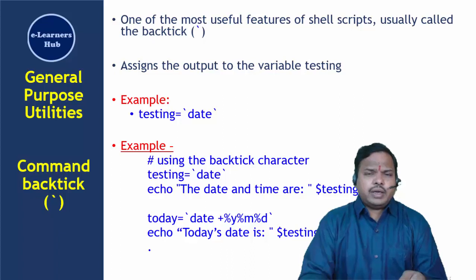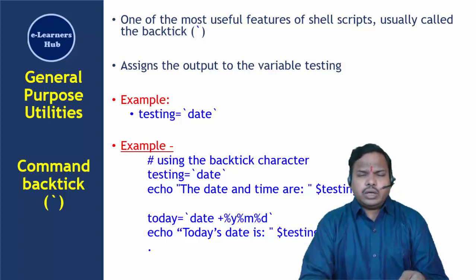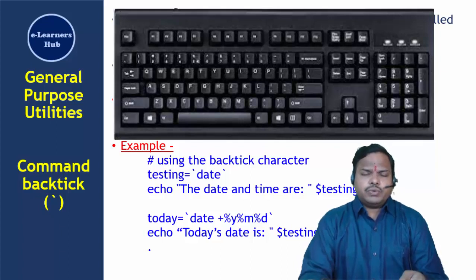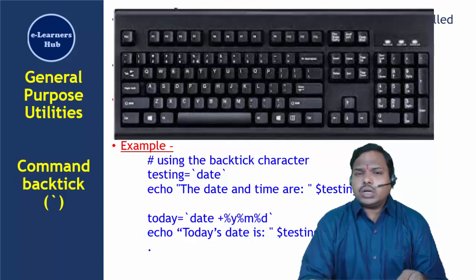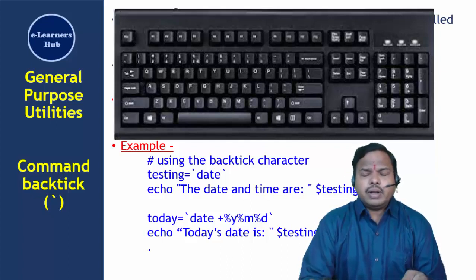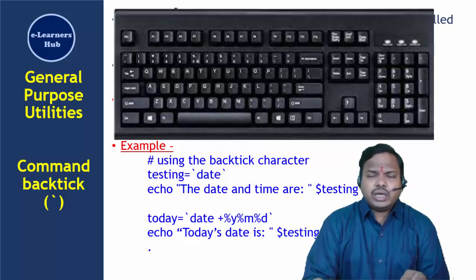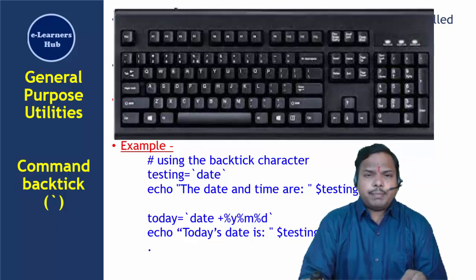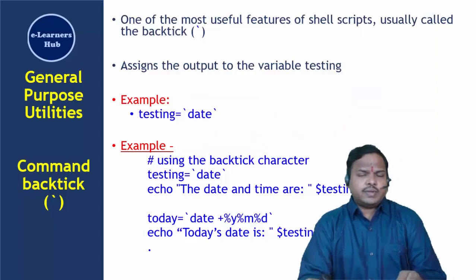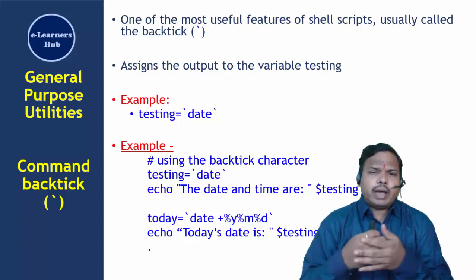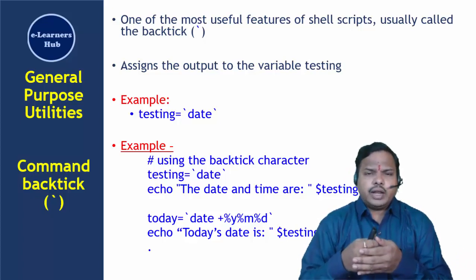Basically the backtick is the topmost key on the keyboard that you can find above the tab key. Backtick is not a single quote. Many people mistake the backtick for a single quote, but it is not. You can see the key above the tab key on your keyboard. Let's jump to the demonstration and see how the backtick can be used in Linux.